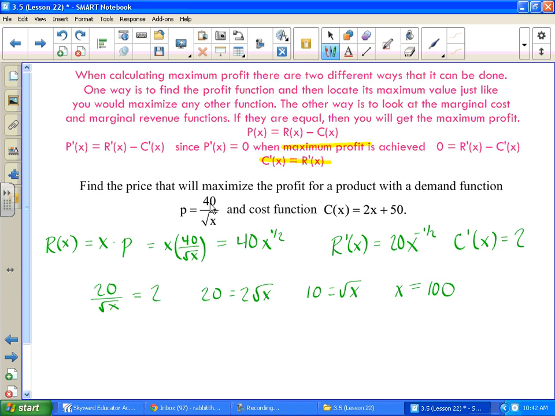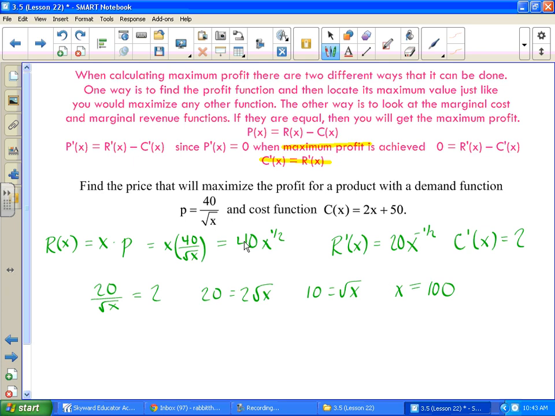Okay, now let's just make sure we answer the question. So find the price that will maximize the profit. So is this the price? No. What's my price? This is my demand function, right? The price is equal to this piece here.